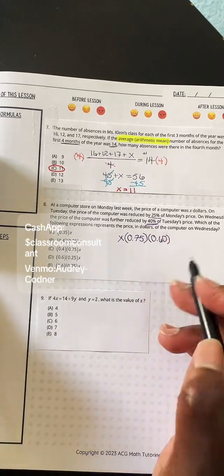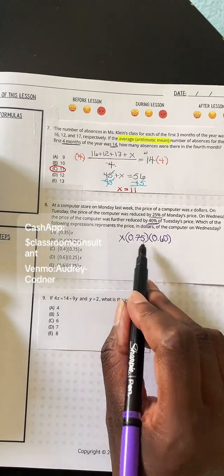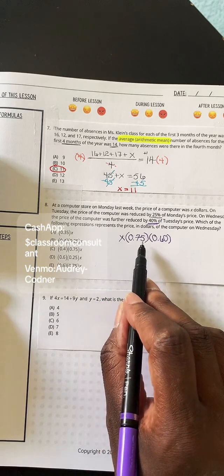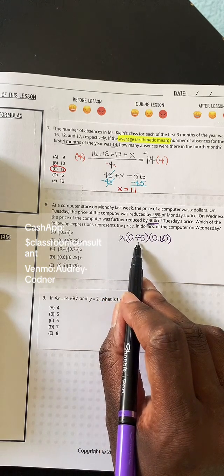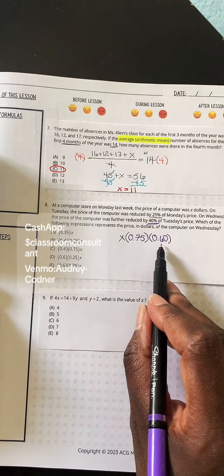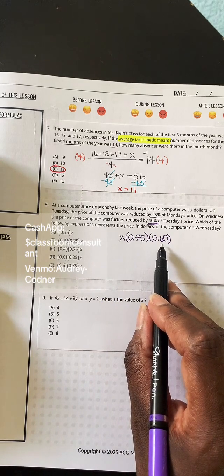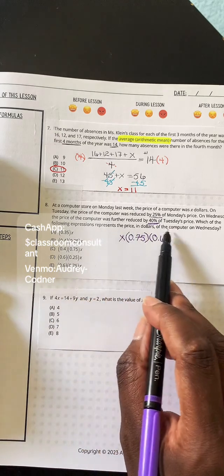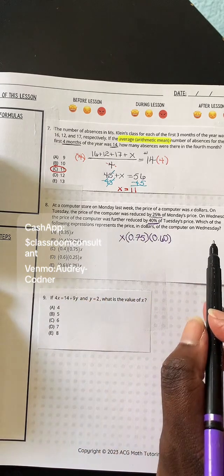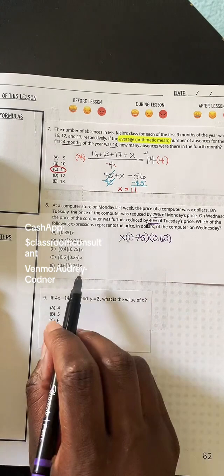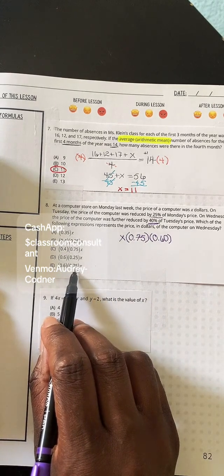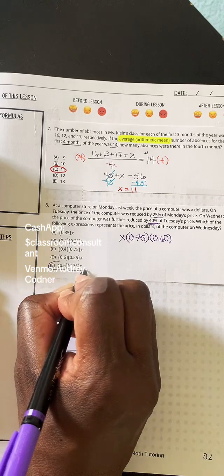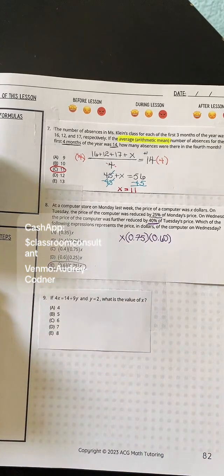So these are different days. This is the day that we started off with, that's on Monday. Then this is the percentage off on Tuesday. Then this is the percentage off on Wednesday. So they want to know the expression that represents the price of the computer on Wednesday. So it's going to have our x, our 0.75, and our 0.60. That gives us E.